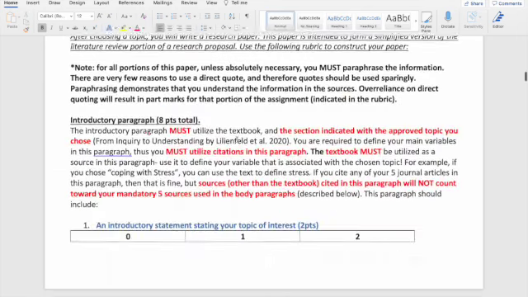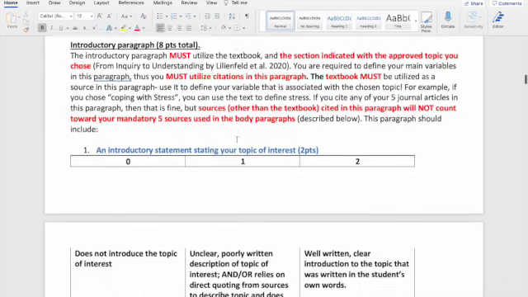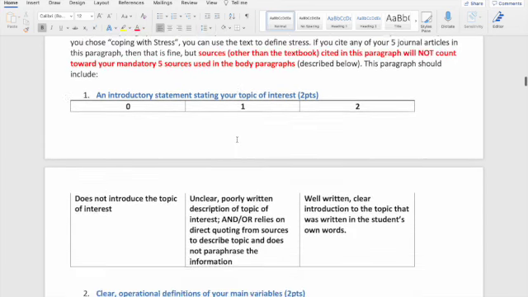First, you'll need an introduction paragraph. And in this paragraph, you're going to introduce your topic, define your 2 variables, and then introduce your research question that's based on these variables.